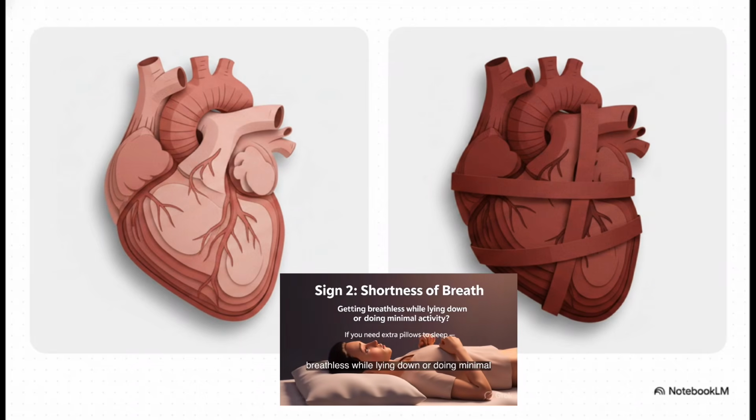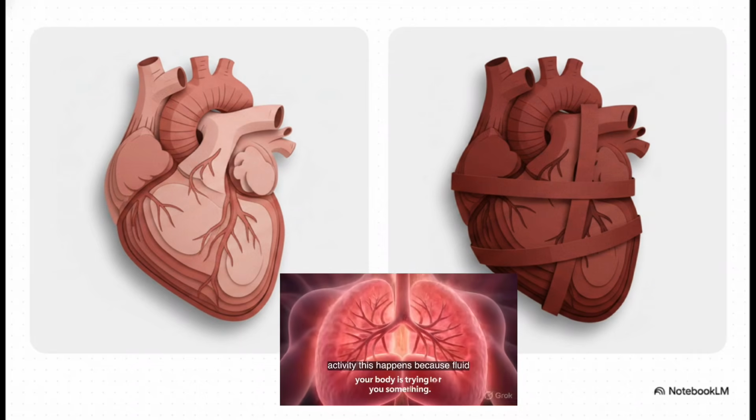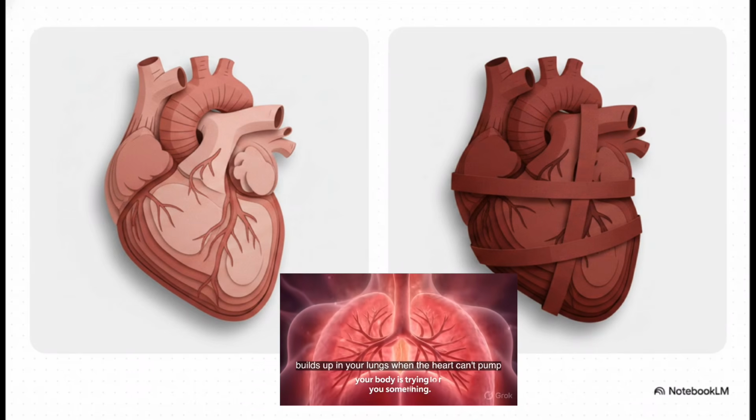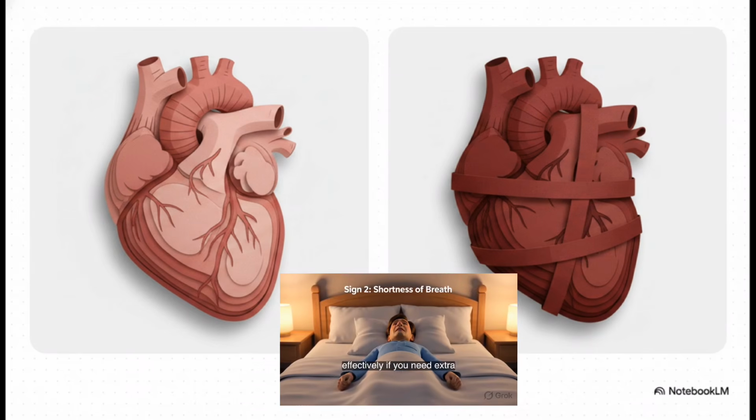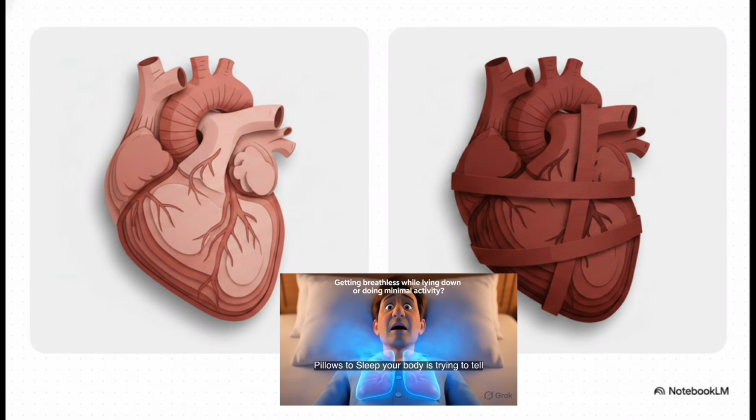But in diastolic heart failure, the muscle might actually grow thicker to try and fight against high blood pressure. The result? It gets rigid. It can't relax, it can't stretch, which means it can't fill properly with blood before the next beat.